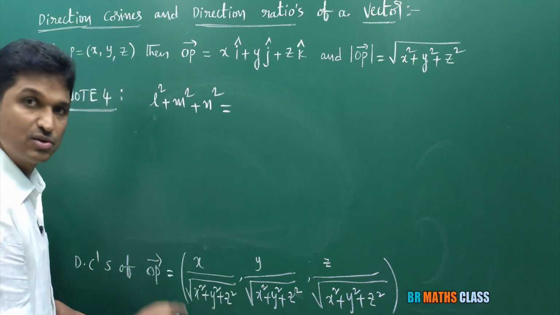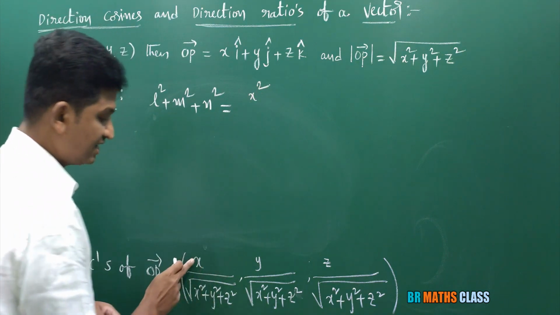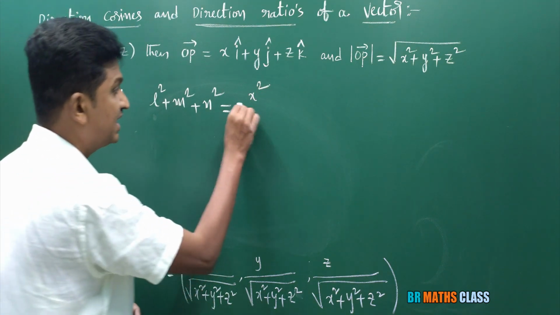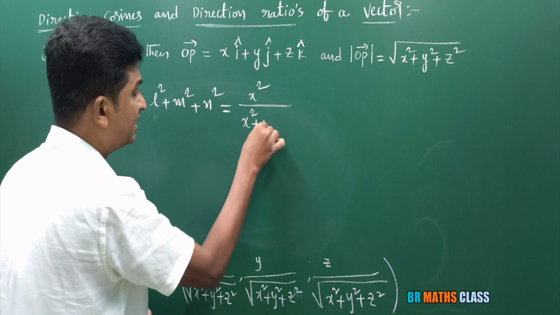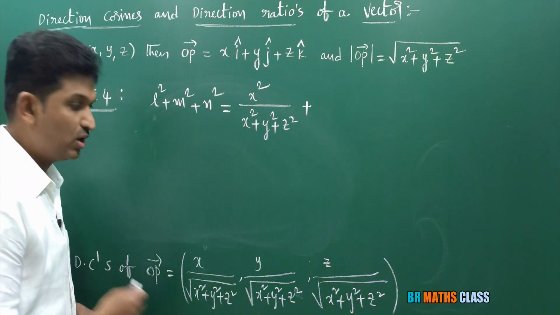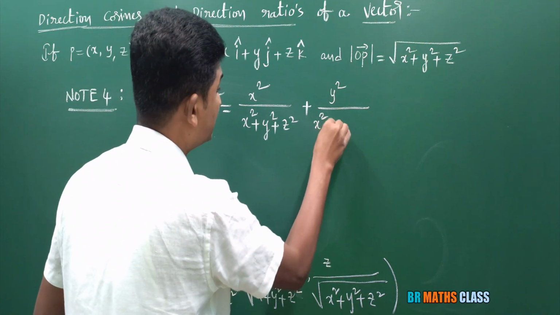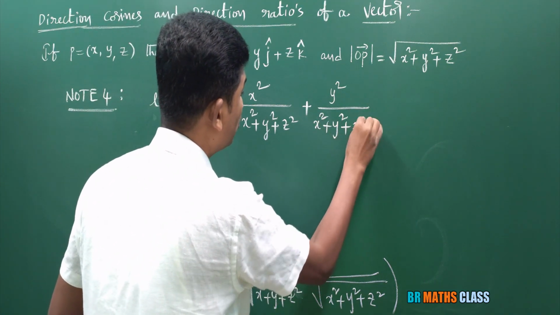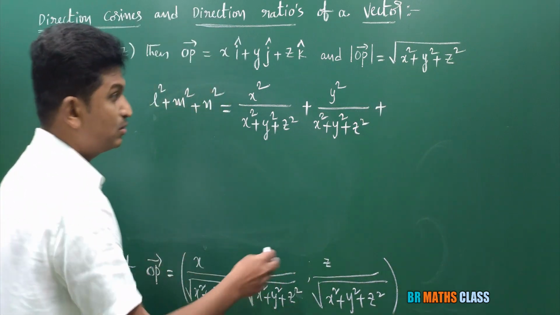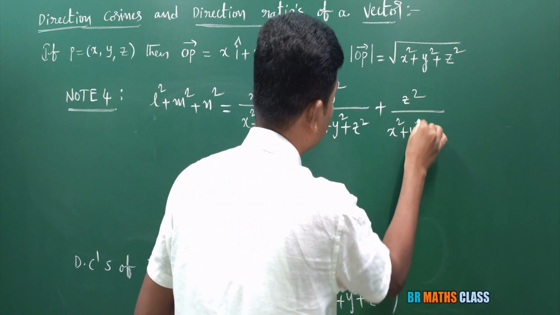What is L square? Square this. You will get L square as x square divided by x square plus y square plus z square, because when we square, the root will get cancelled. What is M square? M square is y square divided by x square plus y square plus z square. What about N square? N square is z square divided by x square plus y square plus z square.